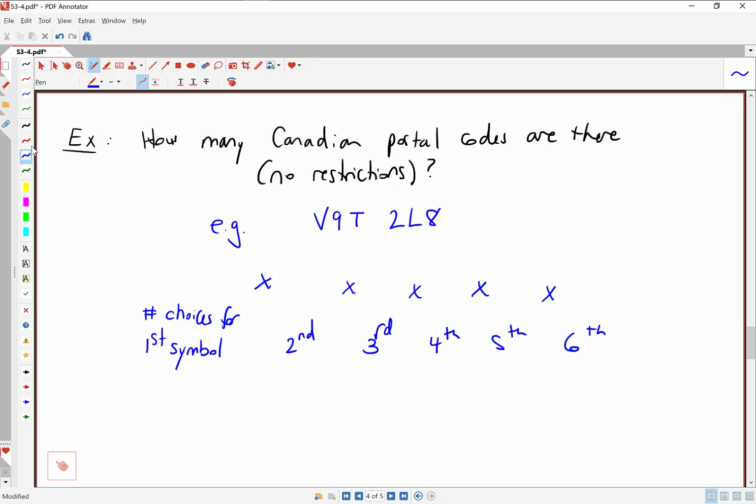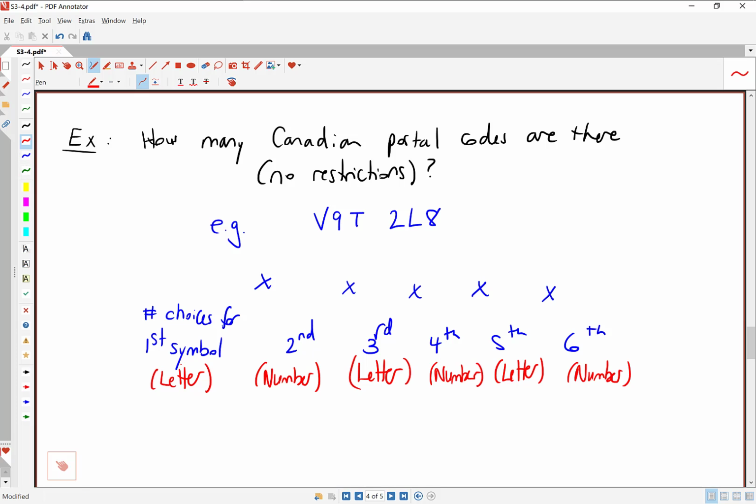So let's add some detail here. The first one is going to be a letter, so is the third one, and so is the fifth one. And let's assume all letters A through Z are allowed, because we said in the question there are no restrictions. The second, fourth, and sixth symbols are going to be numbers.